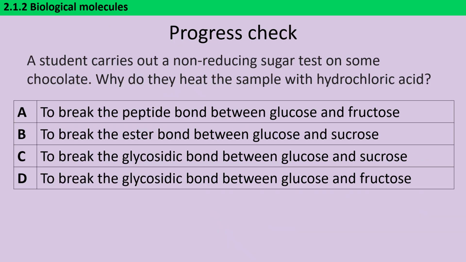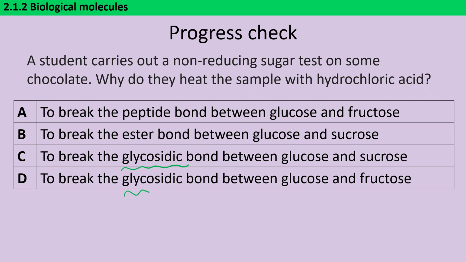Pause the video and make sure that you can describe why it is that a student would heat a sample with hydrochloric acid if they were trying to carry out a non-reducing sugar test. Well, as we've just described, the function of the hydrochloric acid is to break the bonds in the carbohydrate. And since this is a carbohydrate, we know that these are going to be glycosidic bonds.